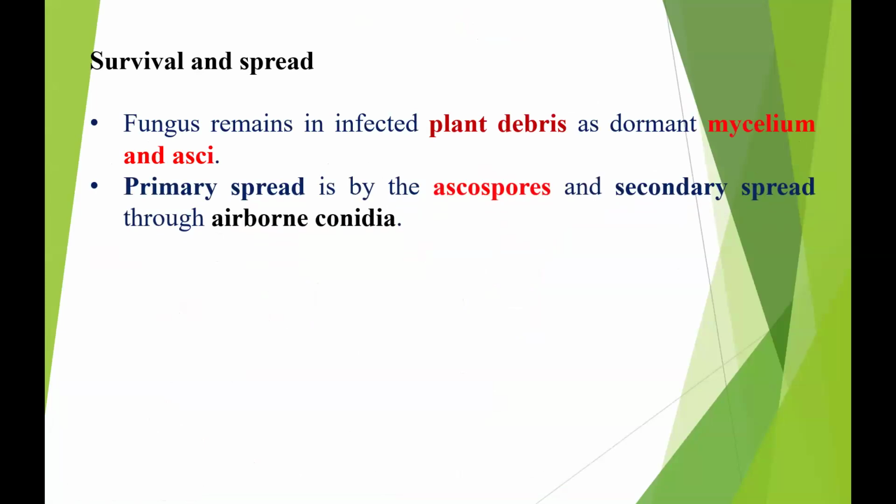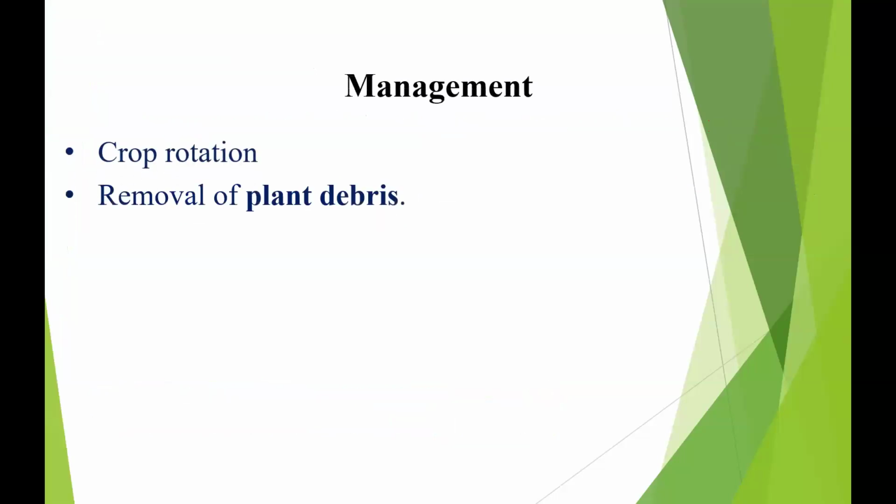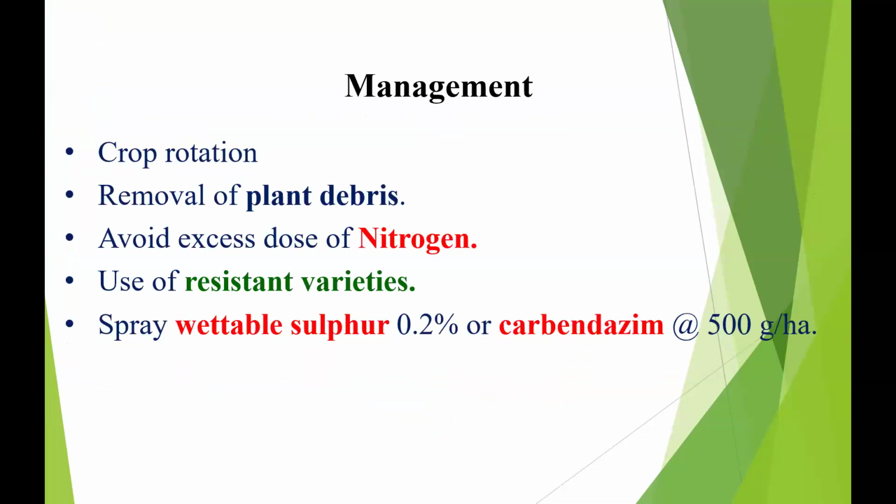Survival and spread: the fungus remains in the infected plant debris as fruiting body, which is the Cleistothecia. Primary spread is through ascospores, secondary spread is through conidia. And this fungus favors cool and moderate temperature like 20 to 21 degrees Celsius and thrives well in high humidity. Management is crop rotation, removal of plant debris, avoiding excessive use of nitrogen, using resistant varieties, and we can spray wettable sulfur at 0.2% and carbendazim at 500 gram per hectare.